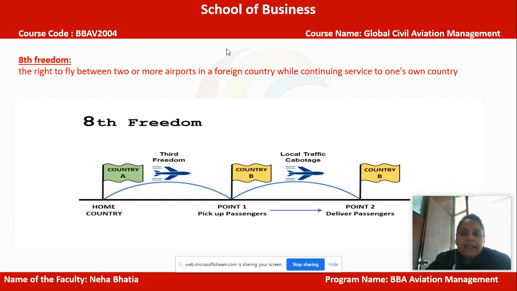Next, the eighth freedom of air. This is also called consecutive cabotage, and it allows an airline from country A to carry passengers between two points in country B as long as the flight originates in country A or a third country, C. For example, Air Canada could fly between Chicago and Los Angeles, both in the US, if the flight started in Toronto or any other place outside the United States. Another way to put it is the right to fly between two or more airports in a foreign country while continuing service to one's own country.